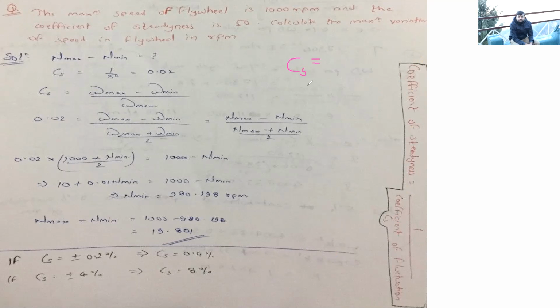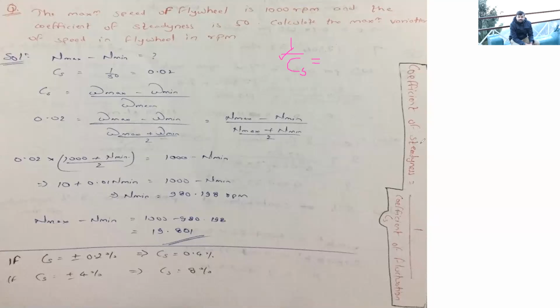So this is the fluctuation of speed, and the coefficient of steadiness is 1 upon the coefficient of fluctuation of speed. This is very straightforward, because fluctuation denotes how much the energy is varying from its mean position. That is what fluctuation is. And what is steadiness?